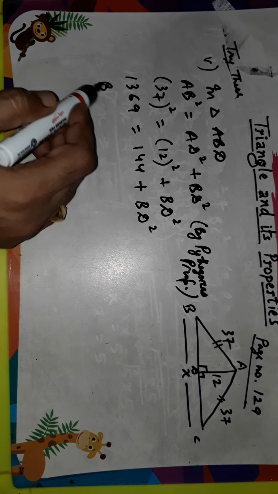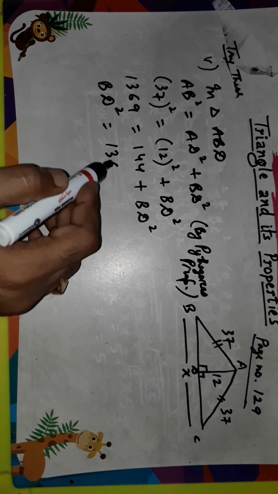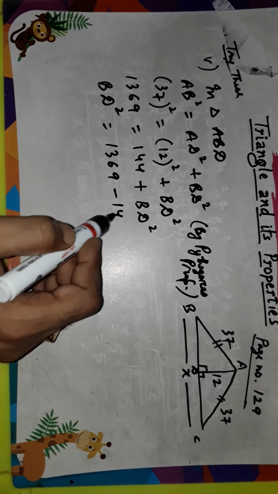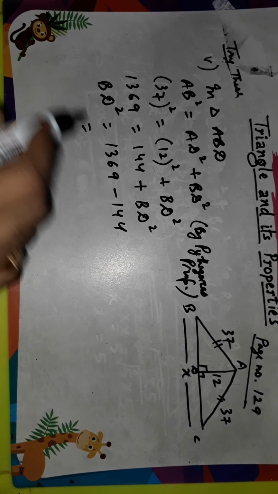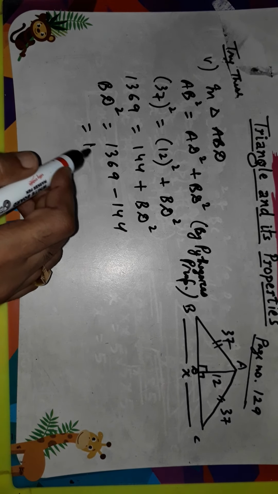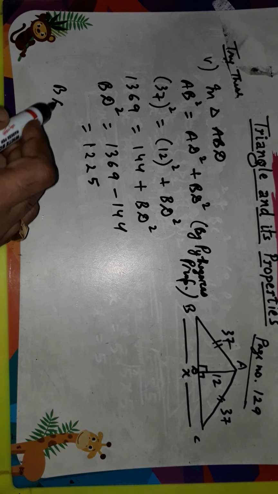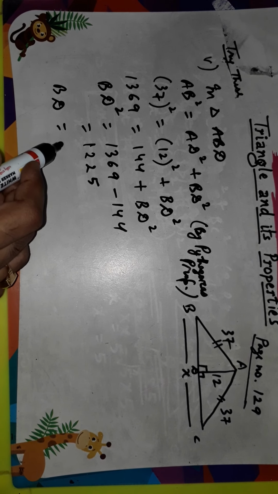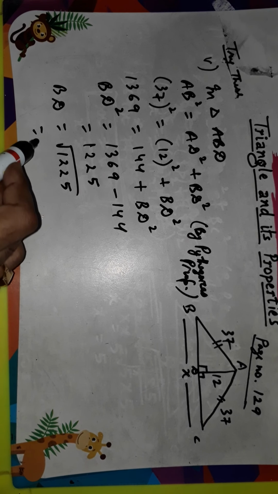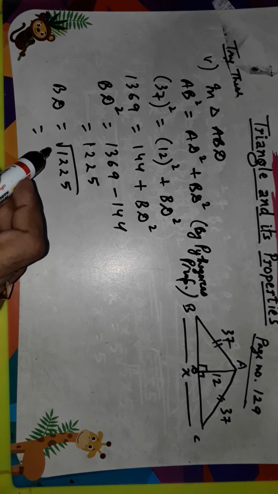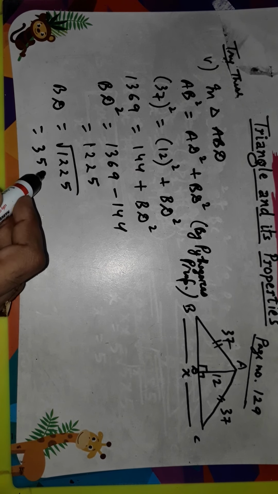Now BD square will be equal to 1369 minus 144. In that way you will get the value as 1225. This is BD square, but we need to find BD, and thus we take the square root on both sides, and then you will get the value of this as 35 units.